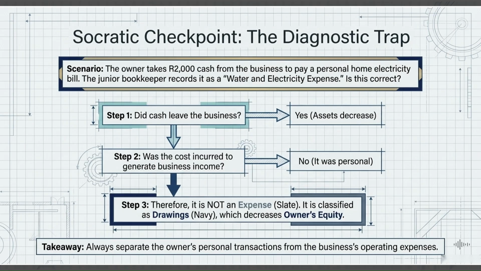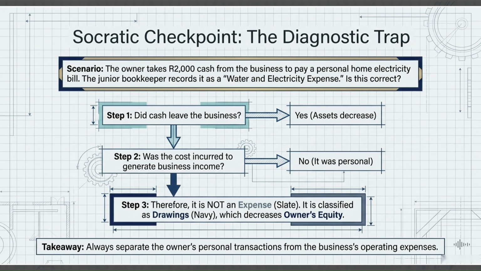Now, follow the three steps on the screen because this is a reasoning procedure you can apply to any transaction of this kind. Step one: did cash leave the business? Yes. The bank balance is 2,000 Rand lower, so assets have decreased. Something must be recorded, and the bookkeeper was right to see that. Step two: was the cost incurred in order to generate business income? No, it was personal. That electricity lit the owner's home, not the kitchen and not the guest rooms.